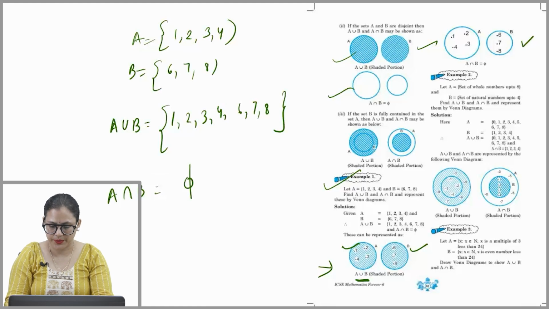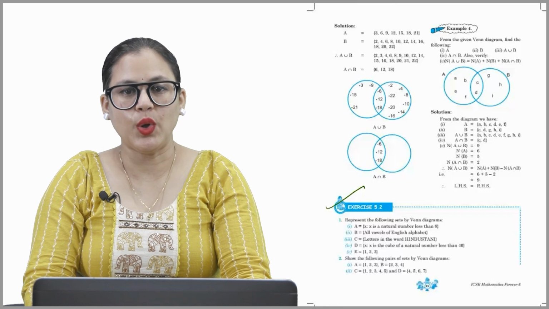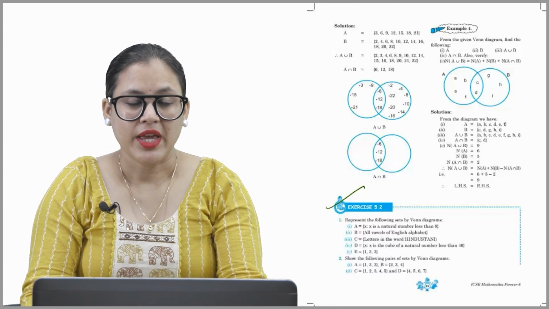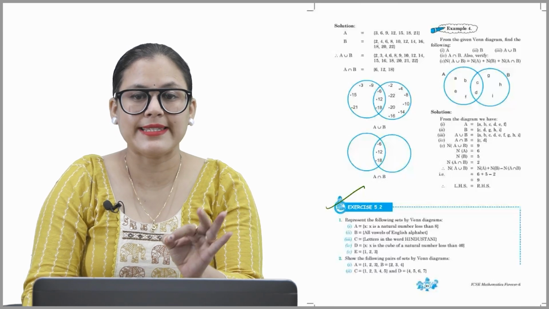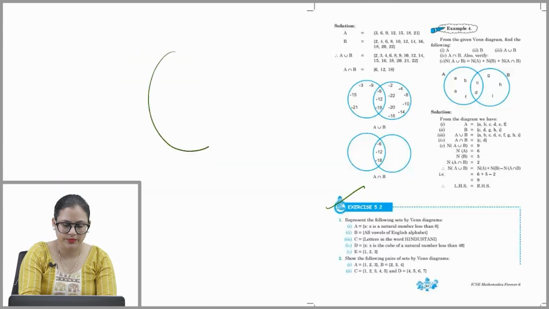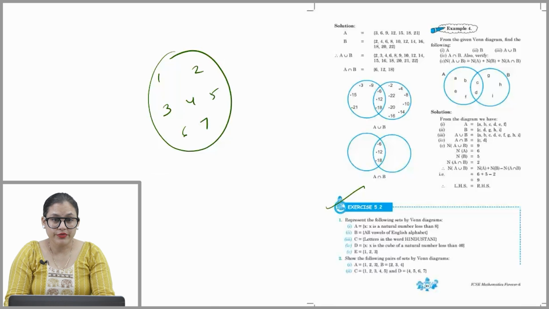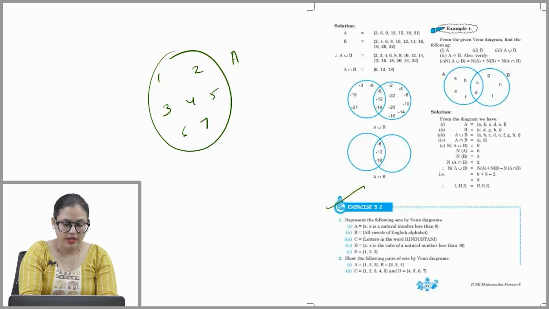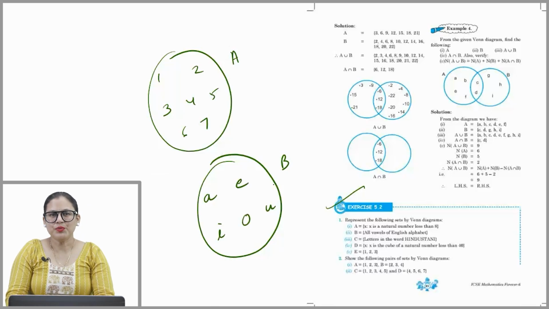Okay. Exercise 5.2. Represent the following sets by Venn diagrams. A equals {x such that x is a natural number less than 8}. Okay, less than 8: 1, 2, 3, 4, 5, 6, 7. Okay. All vowels of English alphabet. Okay, this is A. Okay. B, and English alphabet: a, e, i, o, u. Okay, students, now you will practice the remaining questions. Okay.